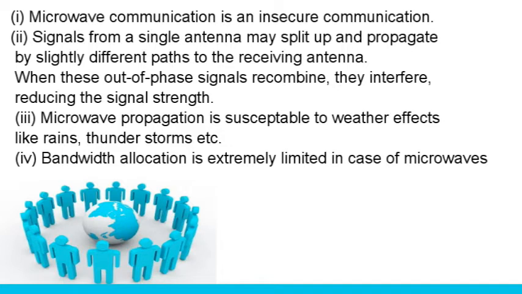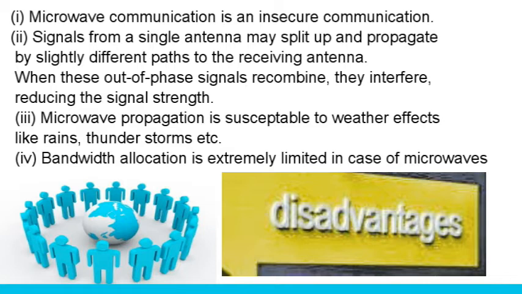Now coming to the disadvantages of microwave. Microwave communication is an insecure communication. A signal from a single antenna may split up and propagate by different paths to the receiving antenna. Means a signal that is coming can be received in different parts and can split up, so the whole message may not be delivered to the receiver. Then microwave propagation is susceptible to weather effects like rain, thunder, storm, etc. If there is thunder, a storm, or heavy rain, it will affect the microwave signal.